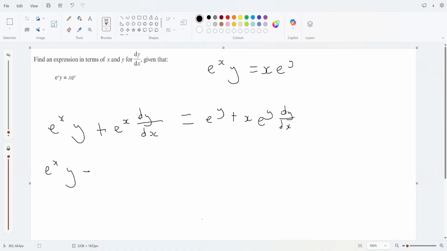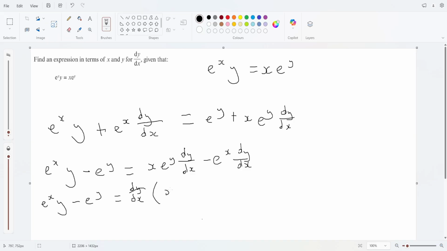So e to the x y minus e to the y equals x e to the y dy/dx minus e to the x dy/dx. So then e to the x y minus e to the y equals dy/dx times x e to the y minus e to the x, and then we can just divide by this, and that's the answer. So dy/dx equals e to the x y minus e to the y all over x e to the y minus e to the x. So yeah, that's it. I'm just going to do one more trigonometry question now.